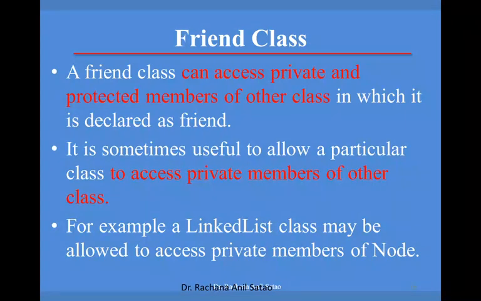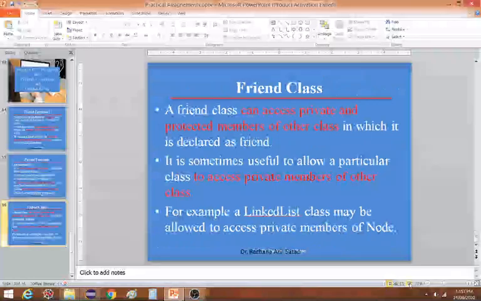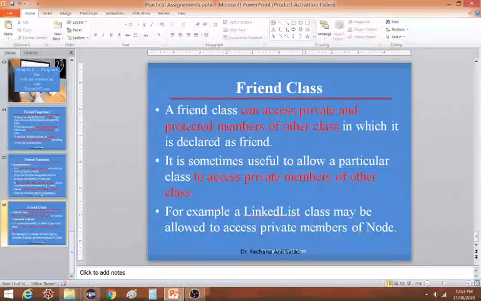There are very few times in which we should do this, because protecting private data members is the main aim of object orientation. For example, a linked list class may be allowed to access private members of node. This is the reason why it is allowed: sometimes it is needed in some applications. Until and unless you have seen the code, you will not be able to understand a friend function and friend class. So let us go to the code and see first the friend function.